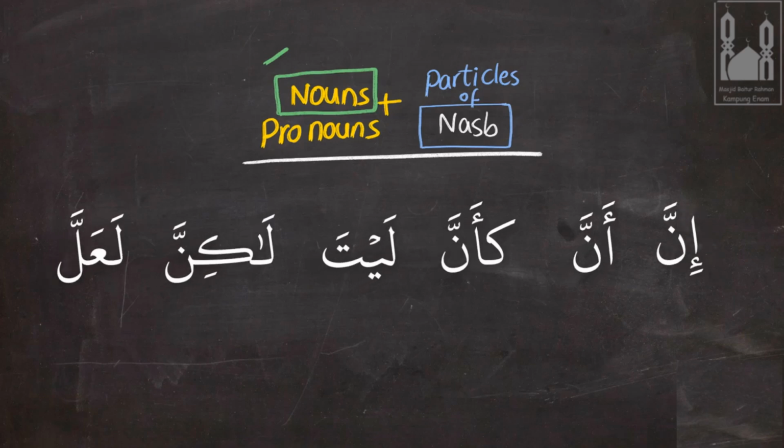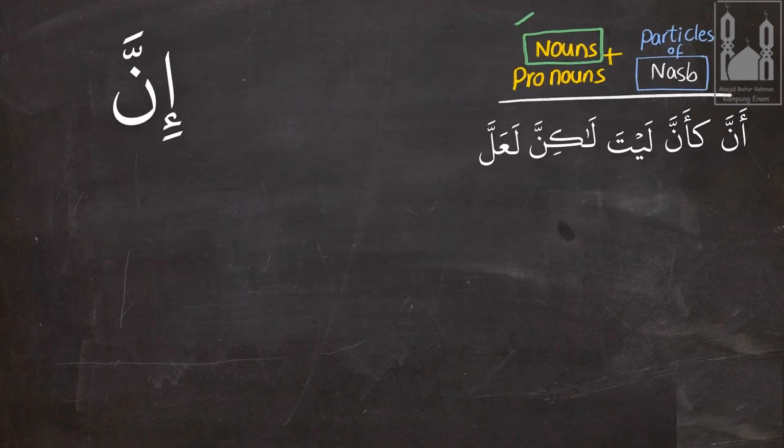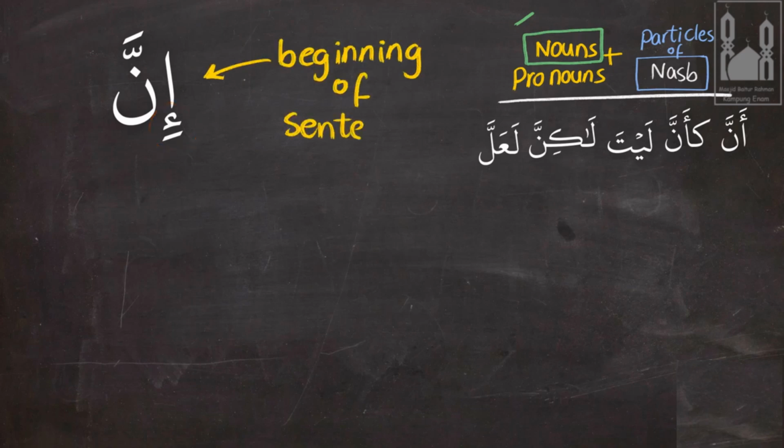So let's begin with the first one of these nasb particles, which is inna. The word inna with a kasra under the hamza can only be used at the beginning of sentences. And when that happens, it adds emphasis to the meaning of the entire sentence. That's why it is best translated to surely or verily.